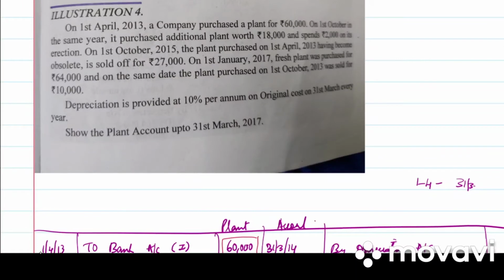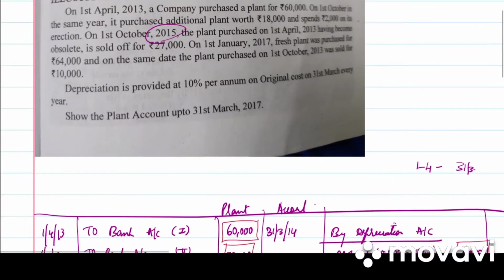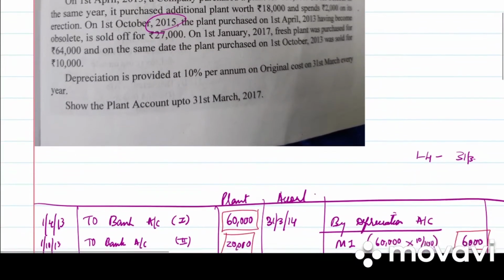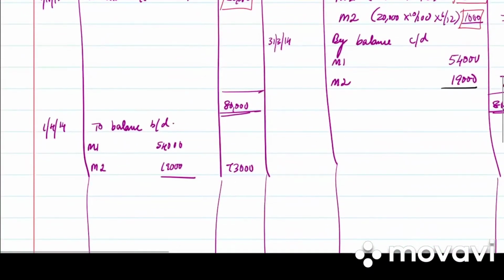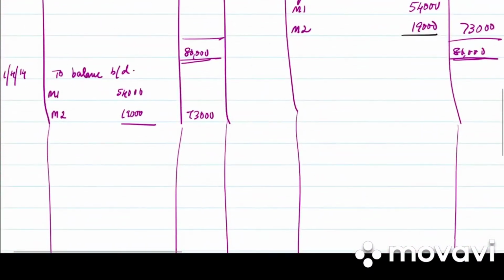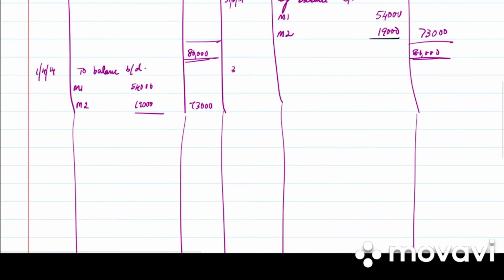Then on 1st October 2015, plant was purchased and sold for 27,000, but it is 2015. So in 2014 no transaction has taken place. So we just charge depreciation. By depreciation account, machine 1 is already calculated, it is 6,000. Machine 2 now it will be for the whole year, that is from 1st April to 31st March 2015.